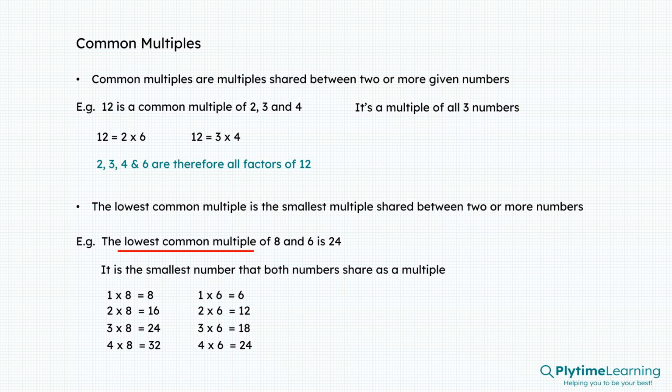We're looking for the lowest common multiple. We can see that it is 24. So 3, 4, 6 and 8 are therefore all factors of 24.